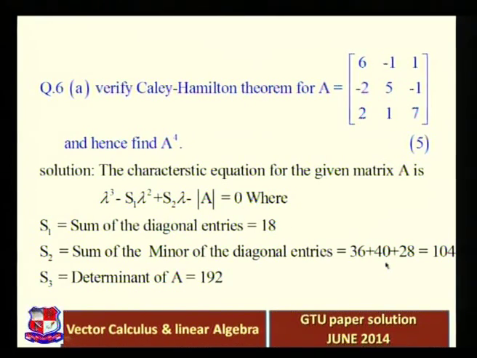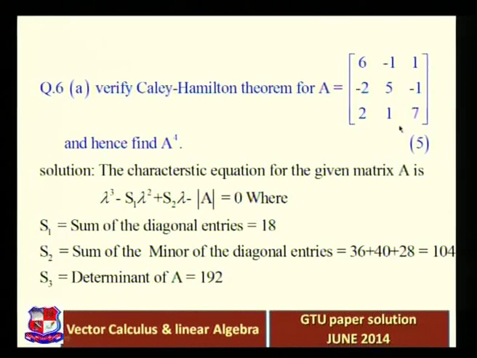So that's why plus 40, and minor of this 7, 6 into 5, right? Just remove this column and row. So finally we will get these 4 elements, 6, -1, -2, 5, 6 into 5, 30 minus 2, so 28. So addition of these 36, 40, 28, that is 104. And this is not S3, this determinant of A, that is equal to 192.